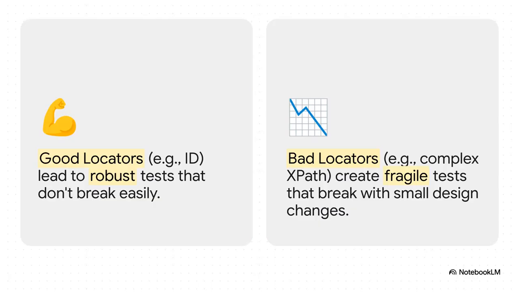A good locator, like that unique ID we found, helps you build a robust test that can survive minor changes to the website's design. A bad locator, like some super complicated, messy XPath, creates a fragile test, a house of cards that's going to collapse the second a developer decides to move a button.